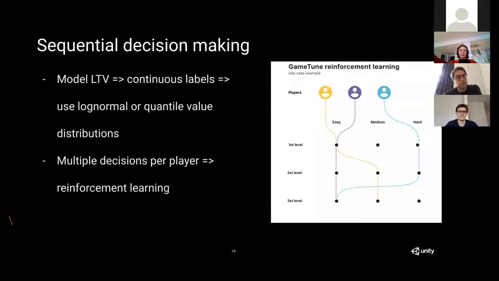Then the second, maybe the important point here, is that because we're making multiple decisions per player, the right modeling framework is no longer supervised learning, but reinforcement learning. We will be collecting, let's say, a reward window of 7 days or something, and every day we're making decisions within this window. If we just look at the total LTV that the player has brought, then we cannot directly attribute it to one of their decisions, obviously. So somehow this reinforcement learning will solve that ambiguity for us.